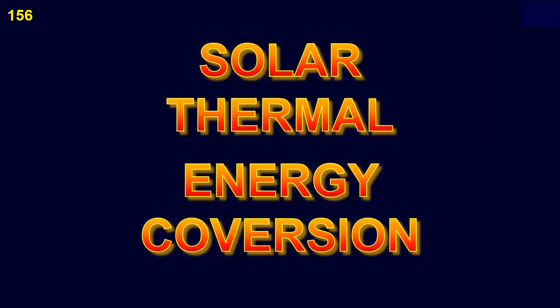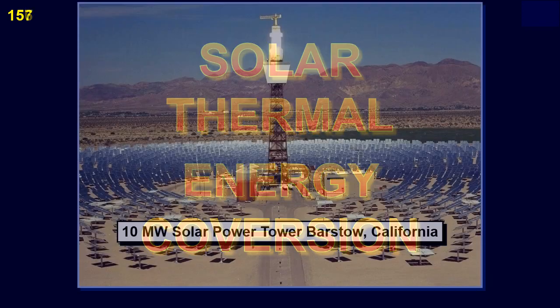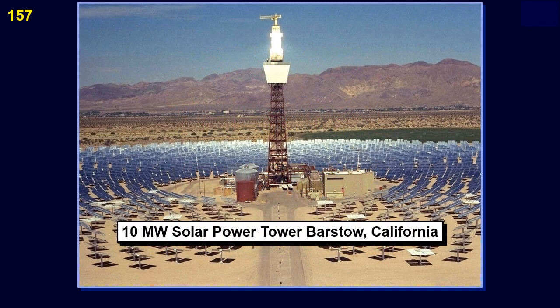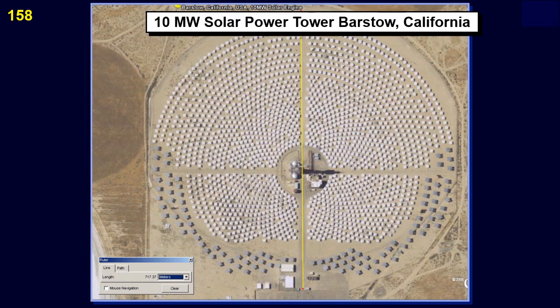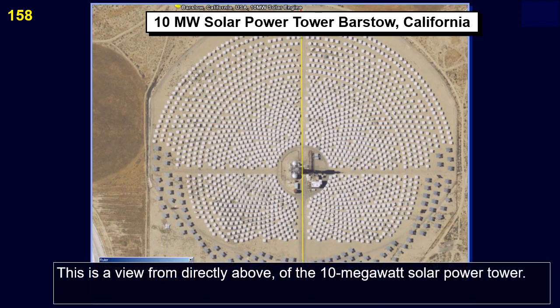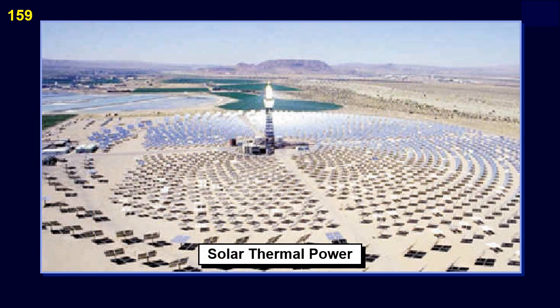Solar thermal energy conversion. This is a 10 megawatt solar power tower, called Solar 2 in the Mojave Desert of California. 10 megawatts is enough to supply 2,500 houses, at 4 kilowatts per house. This is a view from directly above of the 10 megawatt solar power tower. This is another view of the 10 megawatt solar power tower.